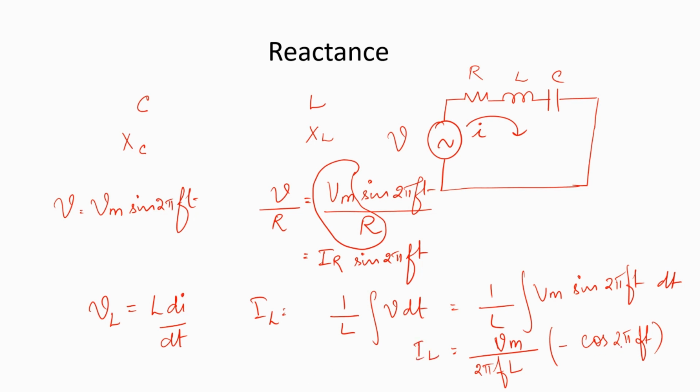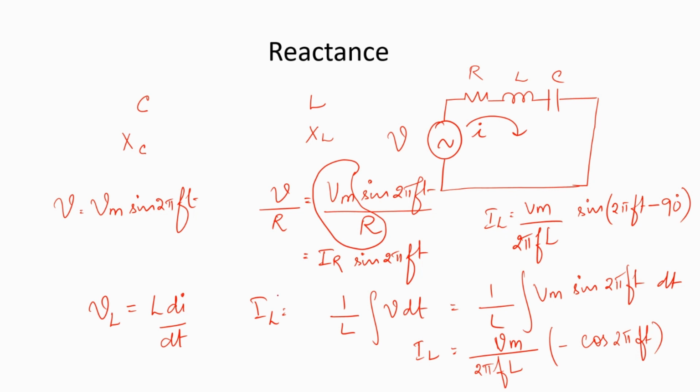Let us now observe the phase of this, right? Here we see that this is a cosine term, a minus cos term. So I can actually rewrite this as IL is equal to Vm by 2 pi fL into sine of 2 pi ft minus 90 degrees, right? Because the cos can be written as sine of theta minus 90. Okay. So this is how I can obtain the expression for the inductive current.